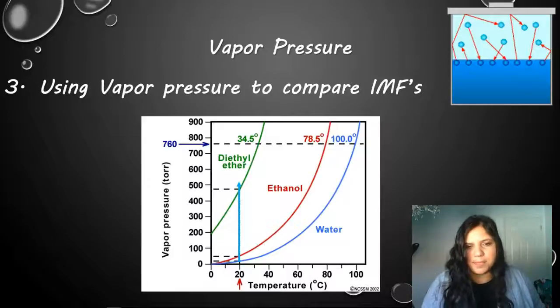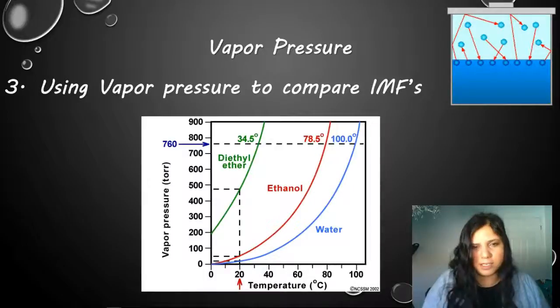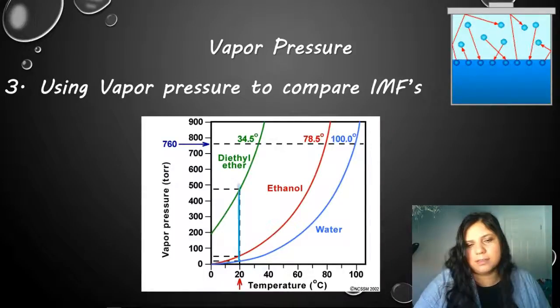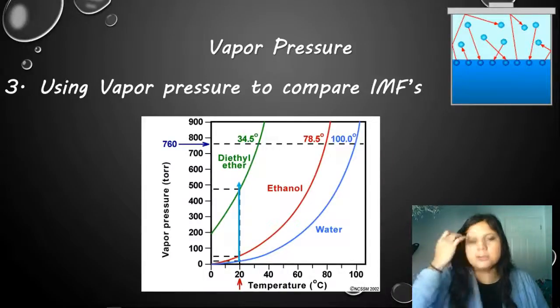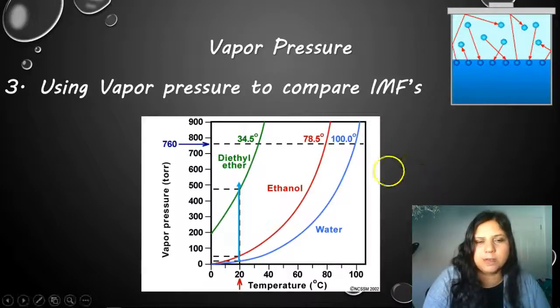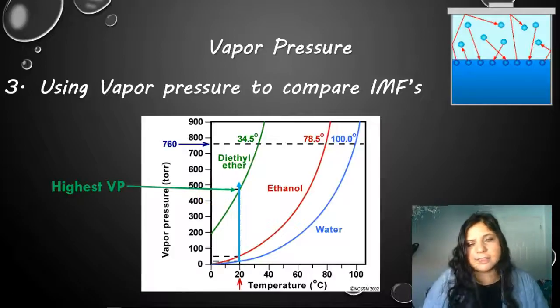We're going to pick a specific temperature to compare the three different liquids: ethanol, water, and diethyl ether. So I'm picking 20 degrees. If I draw a line from 20 degrees, I'm going to check to see which one has the highest vapor pressure. Well, you can see the one at the top here has something like 470 torr in terms of vapor pressure. So it has the highest vapor pressure. We'd say diethyl ether has the highest vapor pressure.